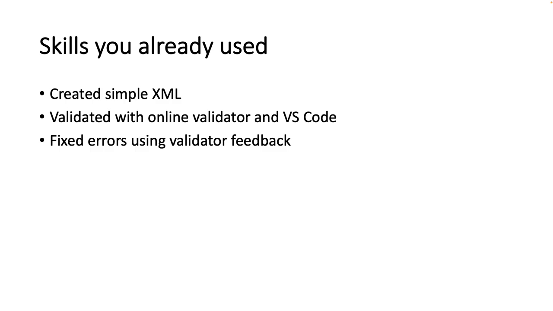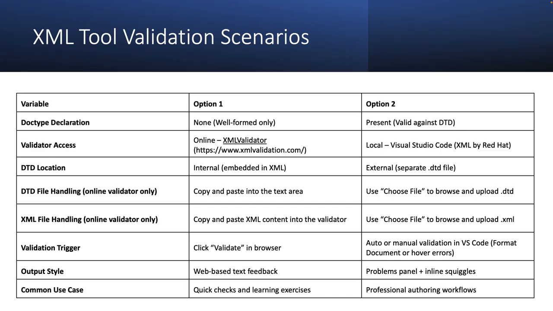So you're well prepared for learning about XHTML and then doing the D1 project. We talked about these scenarios. We talked about the variables: doc type declaration, validator access, DTD location, file handling, whether it's the DTD or the XML file, validation trigger, output style, and common use cases.